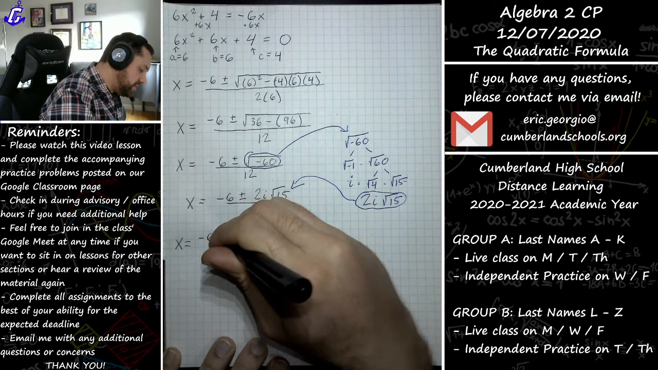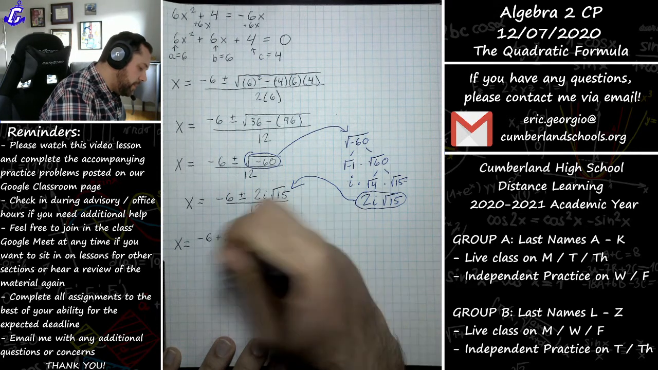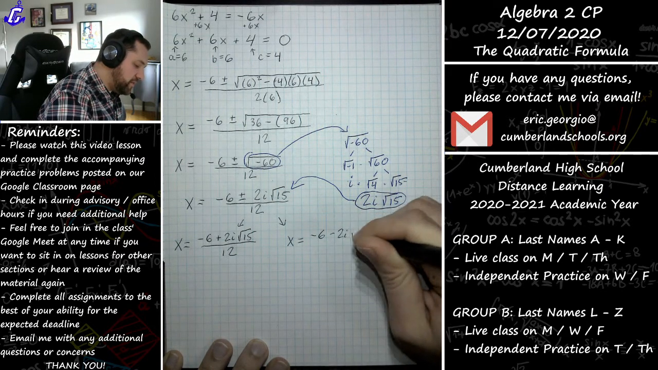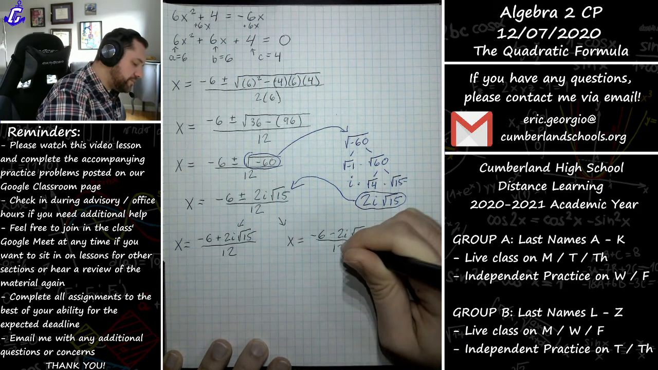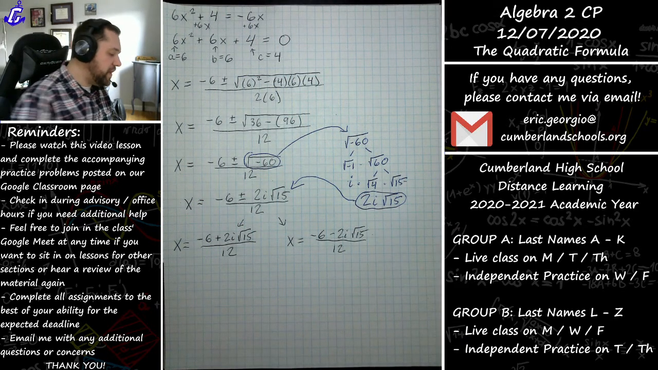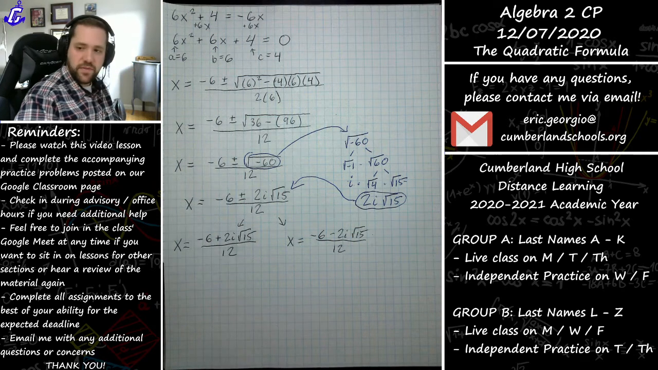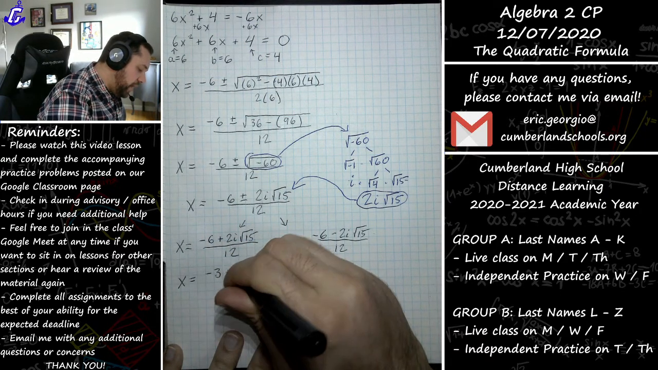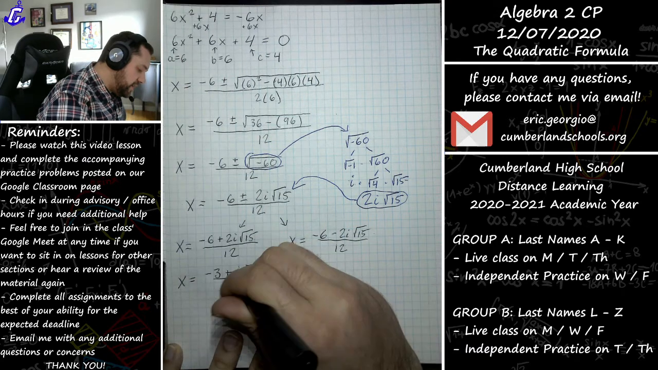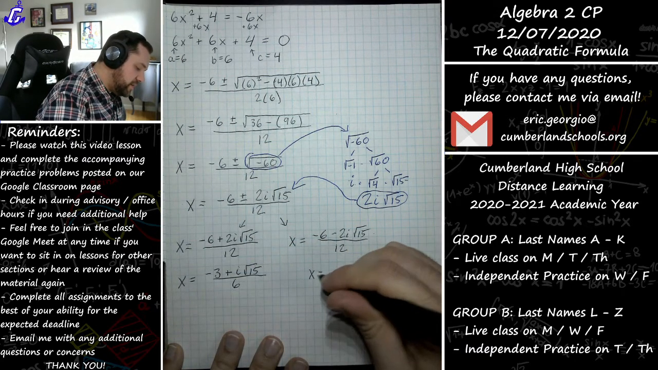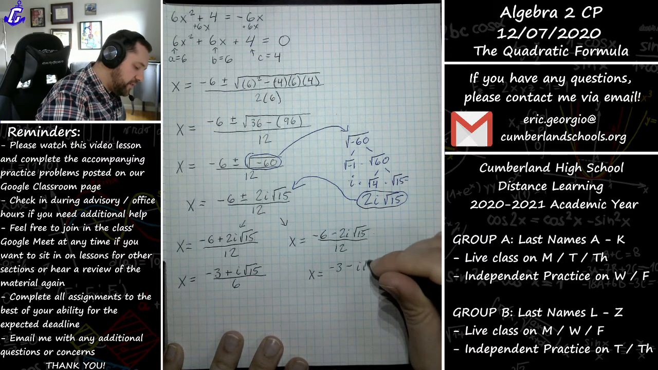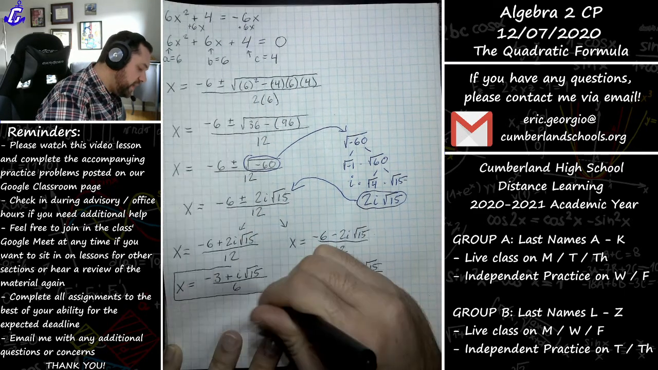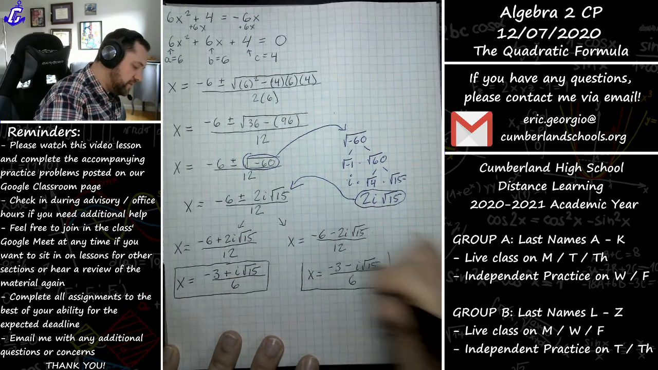x should equal negative 6 plus 2i square root of 15 over 12, and x should equal negative 6 minus 2i square root of 15 over 12. Lastly, a little reducing to do in both of these. We see that this and this are all divisible by 2. So just like the last problem, I can reduce this down to be negative 3 plus 1i square root of 15 all over 6. And over here, x equals, same thing, negative 3 minus 1i square root of 15 all over 6. And we can't reduce those anymore. We can't combine like terms, so we are finished.